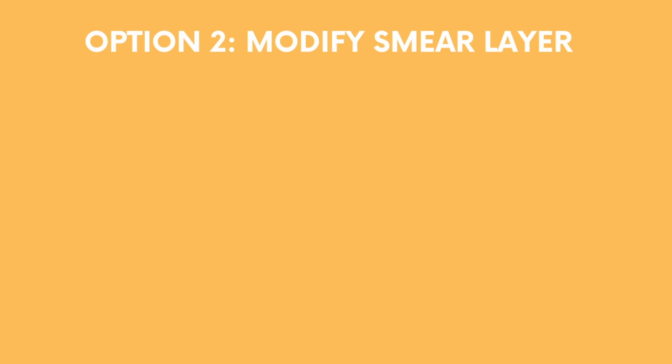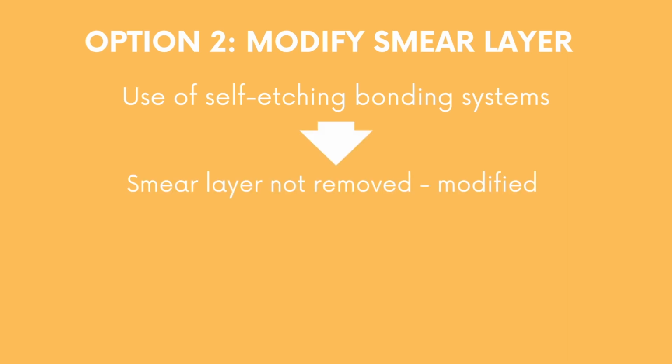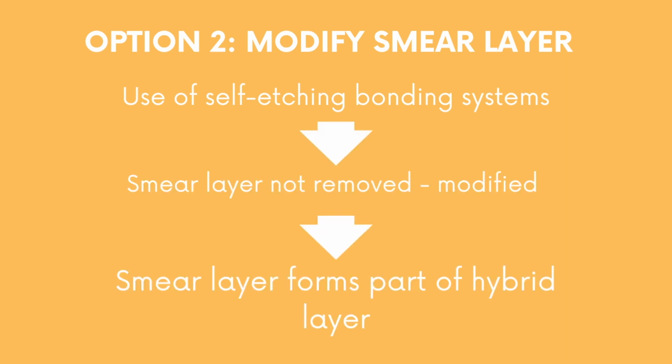The other option we have with the smear layer is to modify it. This is where bonding systems that have a self-etching component come into use. The smear layer isn't removed. It forms part of the hybrid layer.